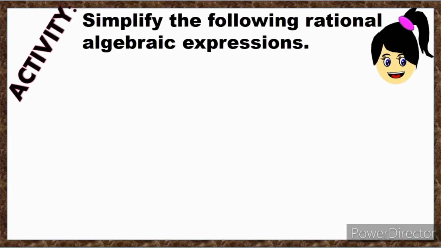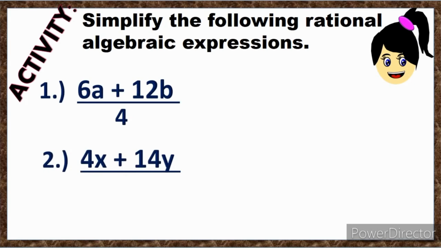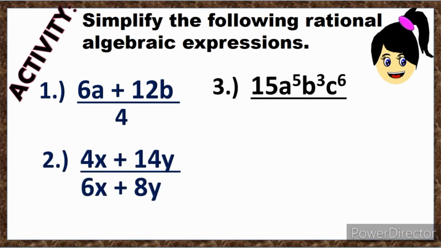Okay, so that is how to simplify the rational algebraic expressions. Okay, so now I think you're ready for the activity. We're going to simplify the following rational algebraic expressions. We have number 1, 6a plus 12b over 4. Number 2, 4x plus 14y all over 6x plus 8y.